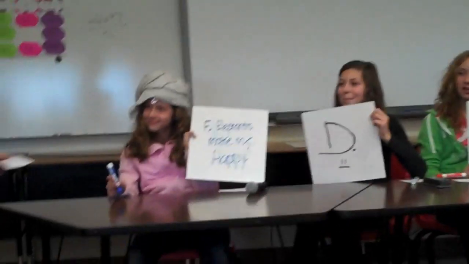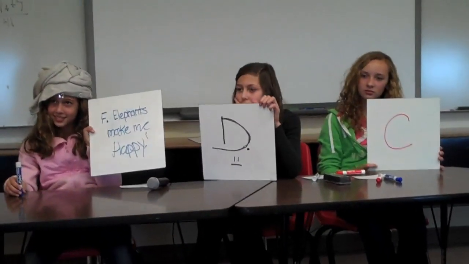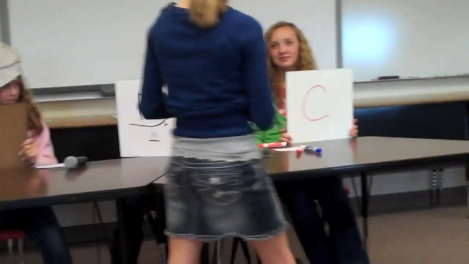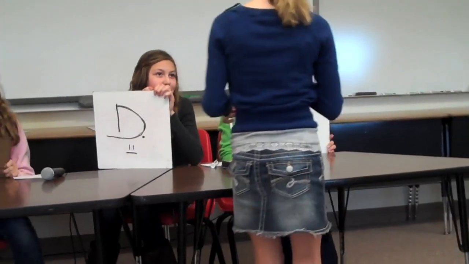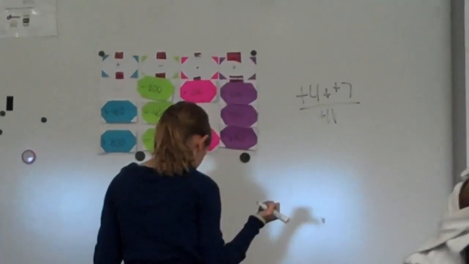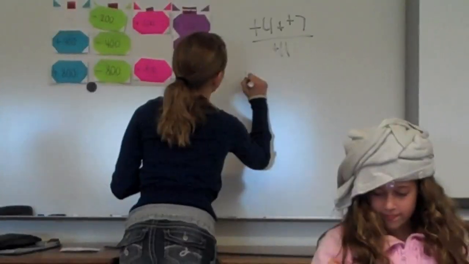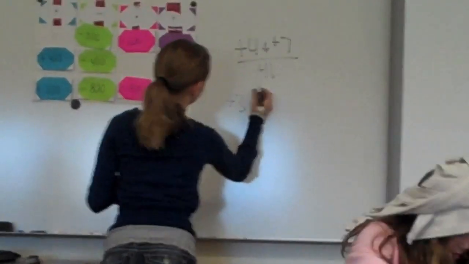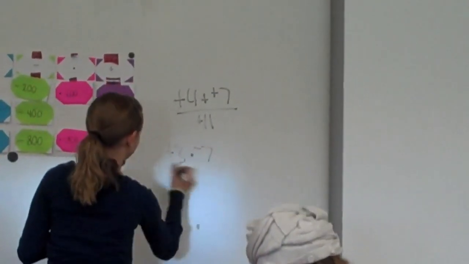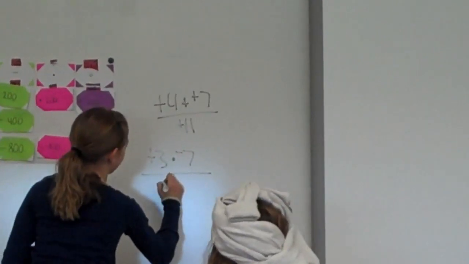Show your answers. F wasn't even an option. Elephants make me happy. No. D, no. Or C, no. See, when two numbers with different signs are multiplied, the answer is always negative. Like positive 3 times negative 7 was negative 21.